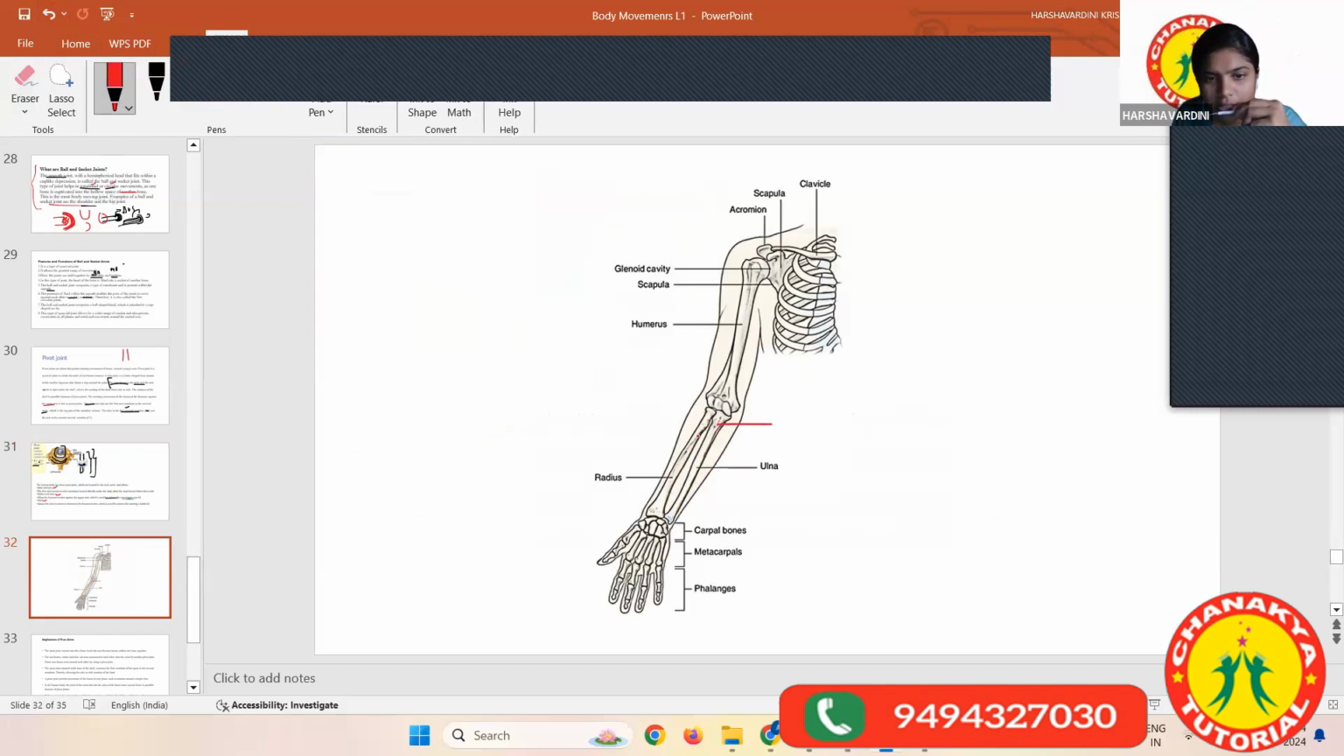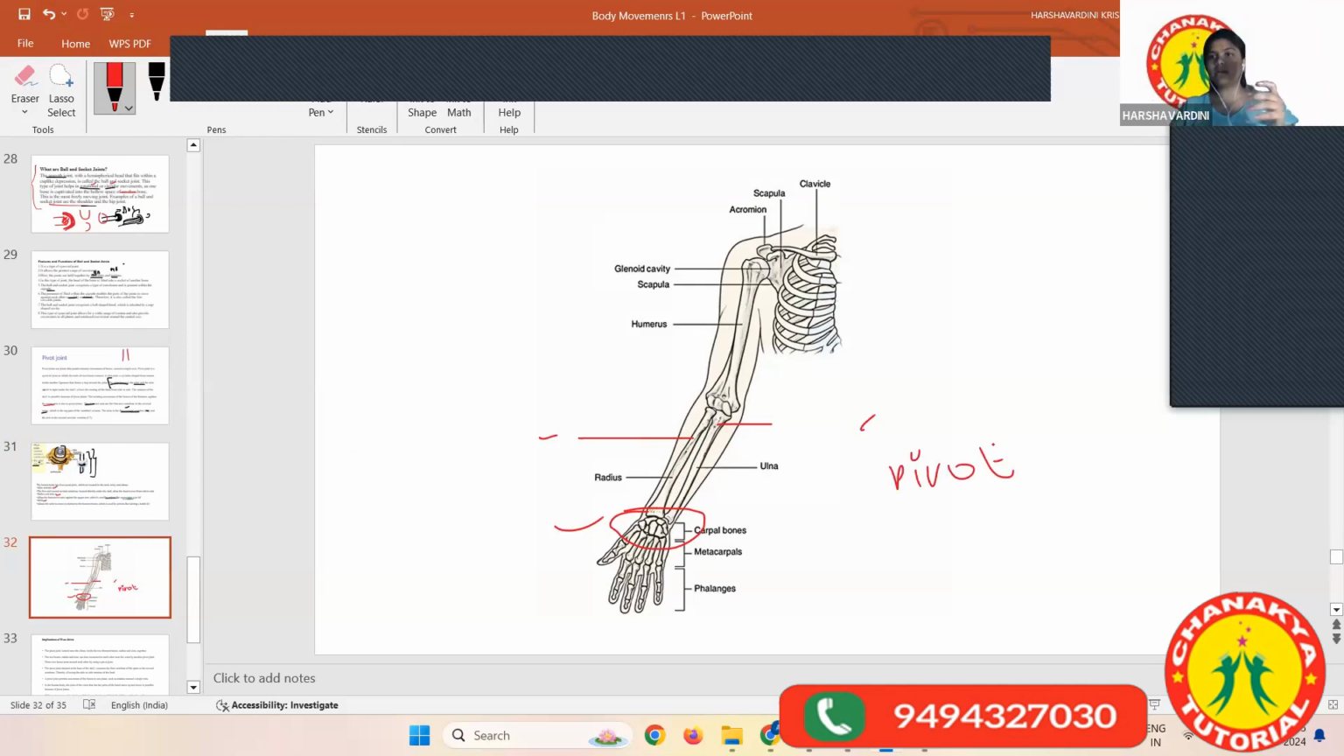Radius, and this is ulna, this is radius. This part is ulna, this part is radius. And this is the wrist. Actually, your wrist is here. So both of them, this and this and this, all of them come under pivot joints. All are helping you to turn something in your hand, right?